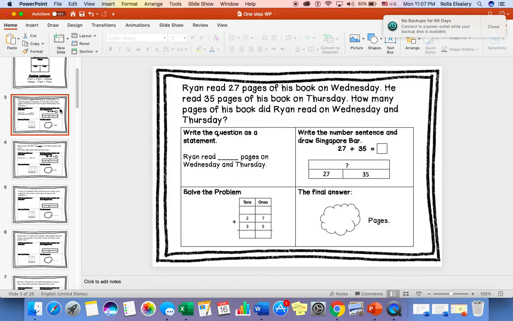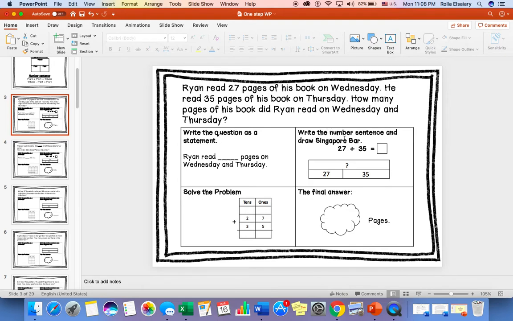Ryan read 27 pages of his book on Wednesday. He read 35 pages of his book on Thursday. How many pages of his book did Ryan read on Wednesday and Thursday? So the first step here tells you, write the question as a statement. The question says how many pages of his book did Ryan read on Wednesday and Thursday? So the statement will be Ryan read blank pages on Wednesday and Thursday. And a period. Simple and easy.